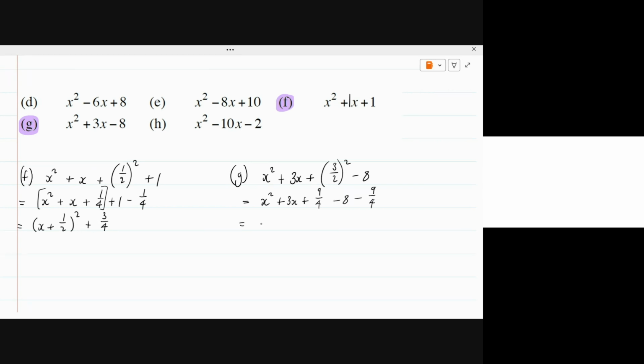This would give me, in the bracket over here, that's a huge bracket, x plus 3 over 2 all squared. That's the perfect square part. And then I'm going to get negative 32 minus 9, which will give us negative 41 over 4. Yes, minus 41 over 4. Did I get it correct? Did I do it correctly? Yes. Yay, look at that.